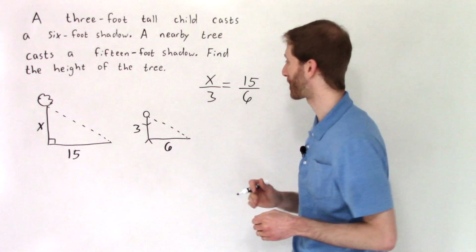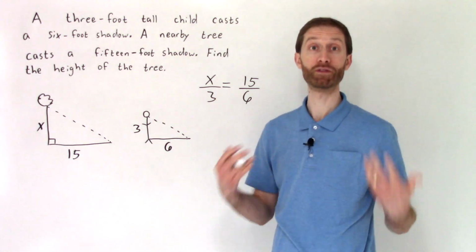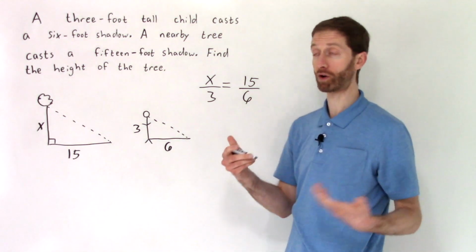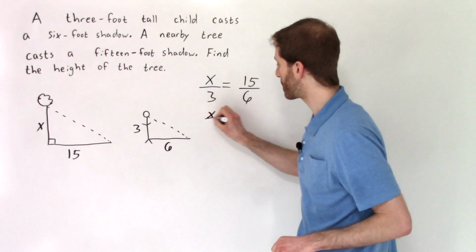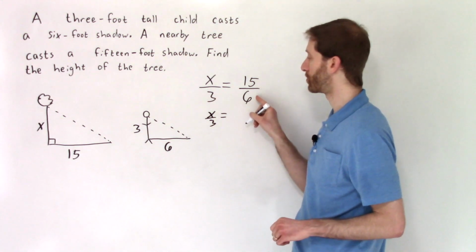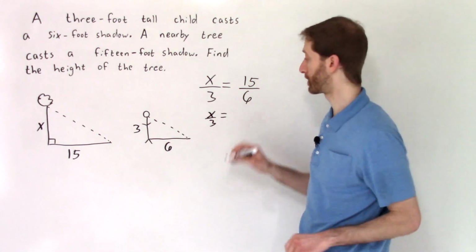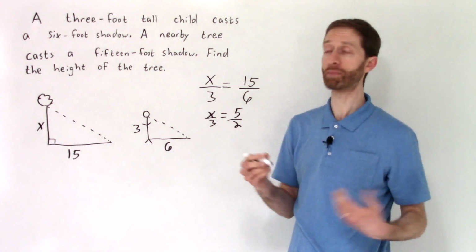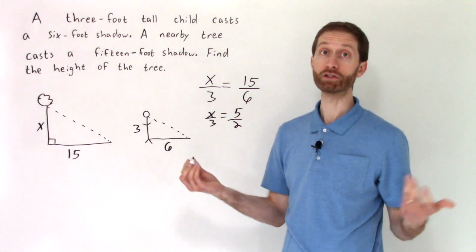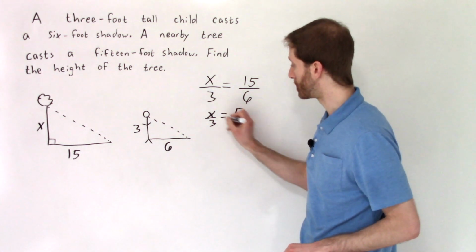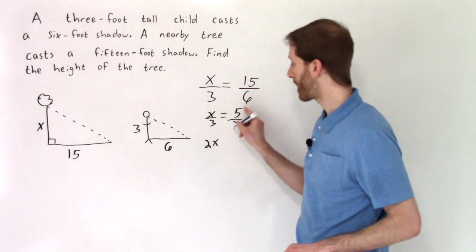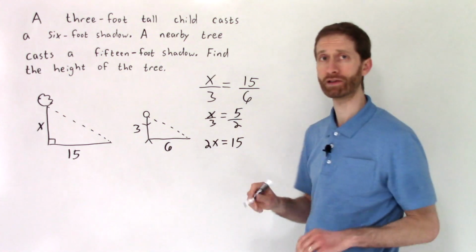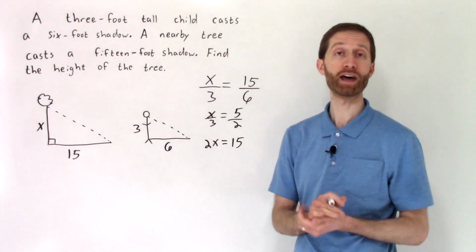All right, so let's solve this one out. You've got X over 3 is equal to 15 over 6. So simply what I'm going to do first is simplify the fraction on the right before I cross multiply. I've got X over 3 is equal to, I'm going to divide the numerator and denominator by 3, the greatest common factor. That gives me 5 over 2, dividing 15 by 3 and 6 by 3. Then all I've got left is to cross multiply. So I'll multiply 2 times X, which is 2X, and 5 times 3, which is 15.